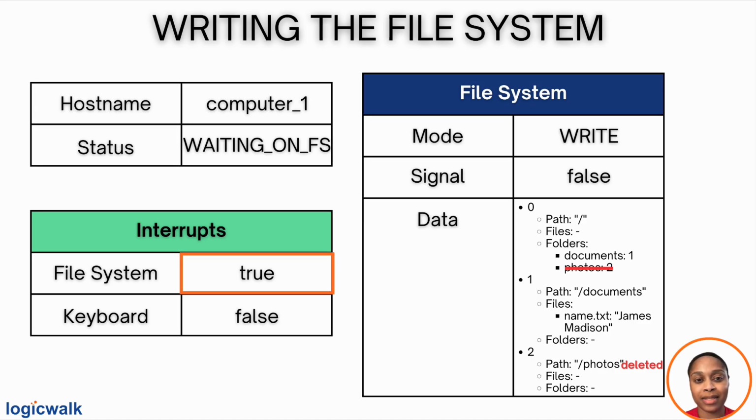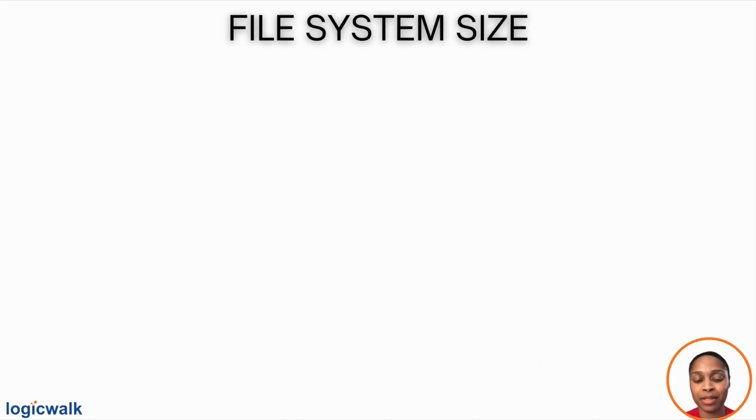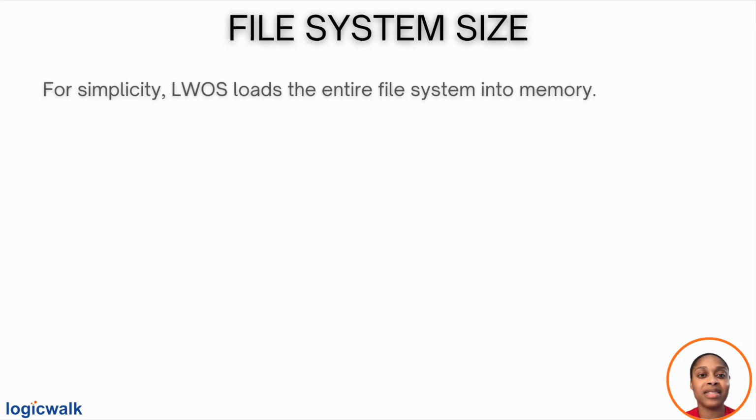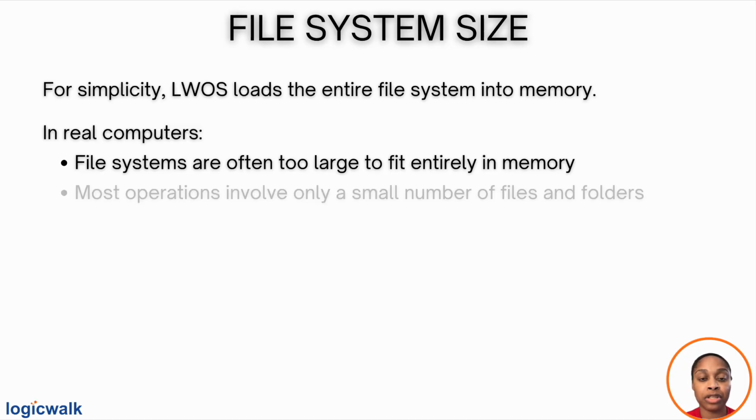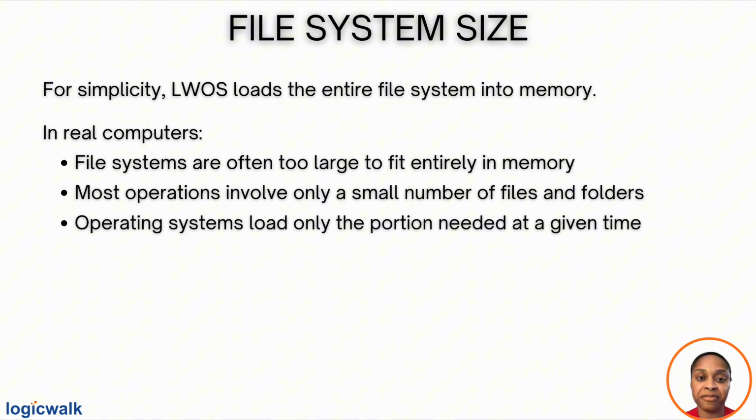Before we close out this lesson, let's talk about one more important concept: the size of the file system. In our example, the LWOS reads the entire file system from the hard drive into memory. We do this to keep the example simple. However, in real computers, file systems are often far too large to entirely fit into memory. Because most file system operations only involve a small number of files and folders, real operating systems typically load only the portion of the file system that is needed at that moment.